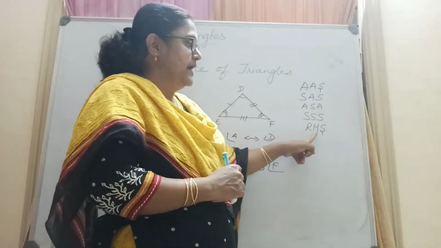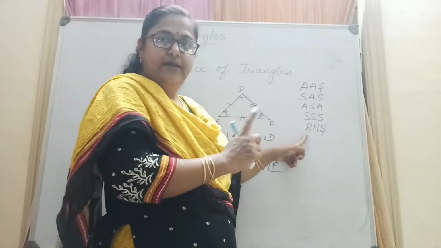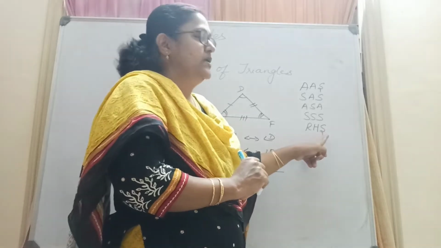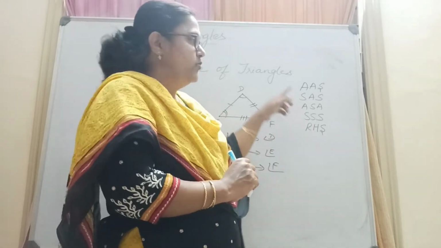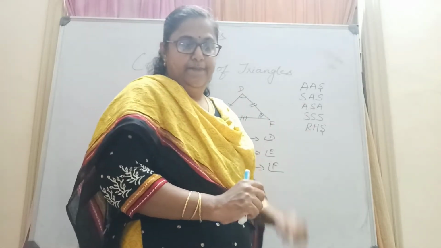Similarly, this is RHS, right angle hypotenuse side congruence. Both the triangles should have one right angle. The hypotenuse must be equal and one side must be equal. Now we will see each of these with one example.